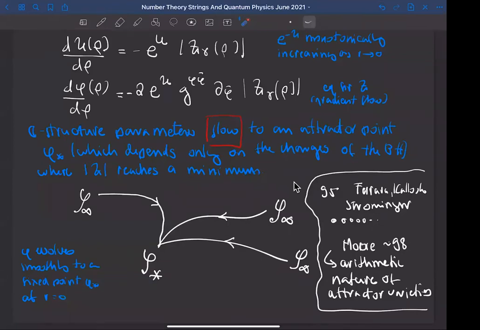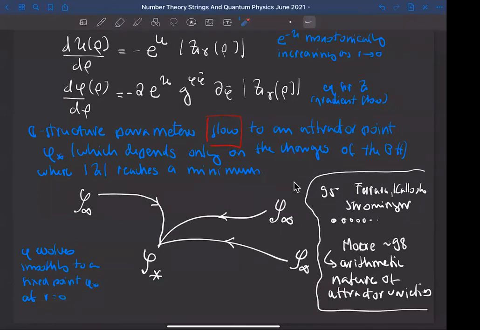So what this is telling you is that the complex structure parameters flow to an attractor point that I'm going to call phi star, which depends only on the charges of the black hole, where z reaches a minimum, right? So we have a picture of this type, for the evolution of the complex structure to a fixed point phi star at the horizon.